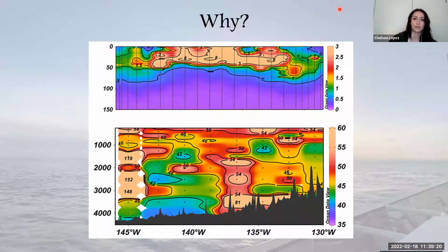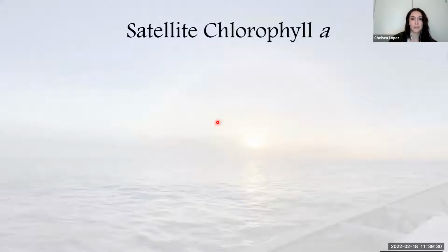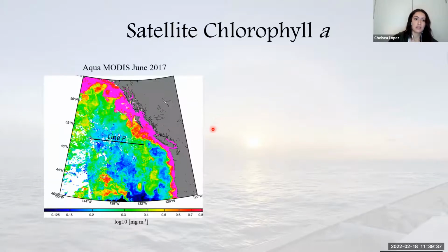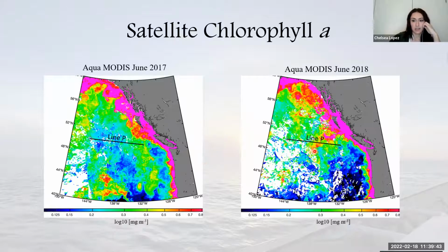All right, back to this big bloom in 2018. I wanted to see if I could figure out why this is happening, if there was evidence of any additional process that we're missing here. So first I looked at satellite chlorophyll, and you can see here's 2017, and this is the transect here, and compared it to 2018, and you can see chlorophyll levels are much higher. So that's encouraging.